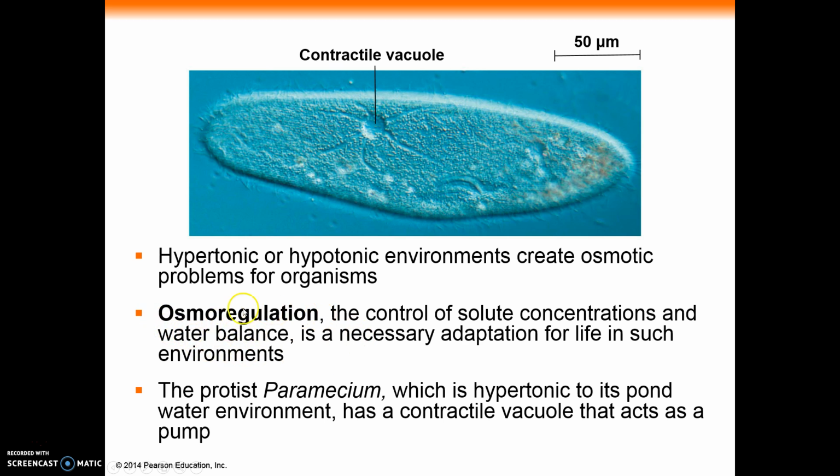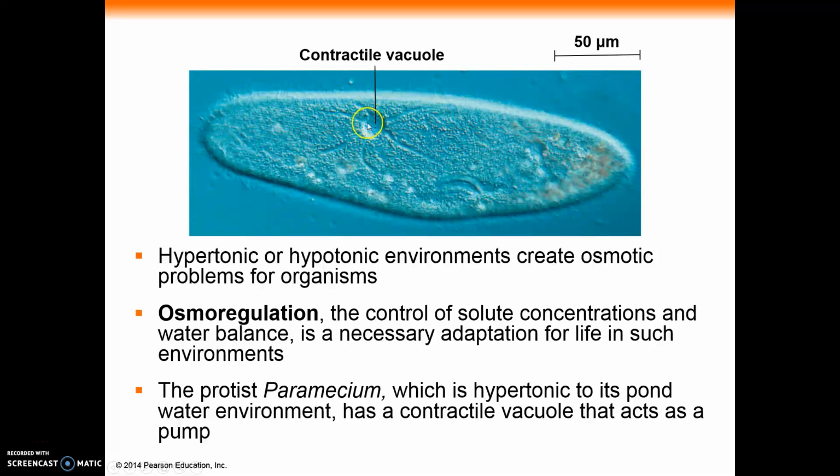When animals need to live in this type of environment, such as this paramecium here, it has to evolve some type of mechanism to control this. So here we're talking about a paramecium living in a freshwater lake. That is going to be a hypotonic solution, and the cell is going to be constantly in danger of bursting.